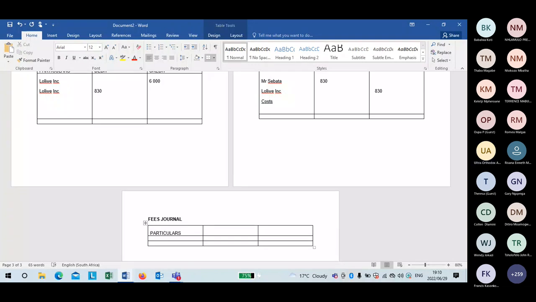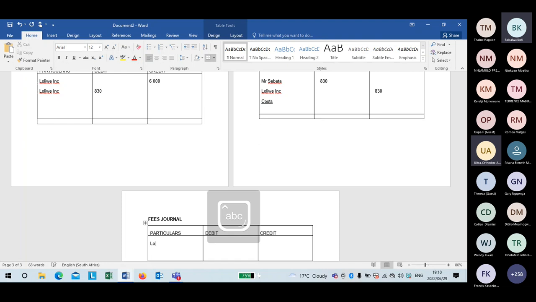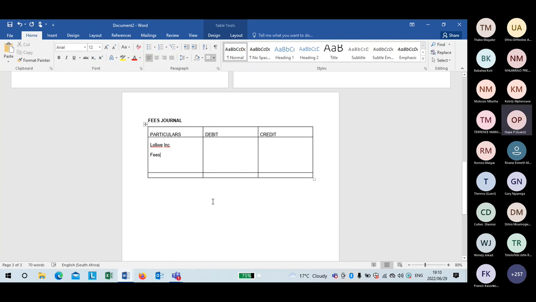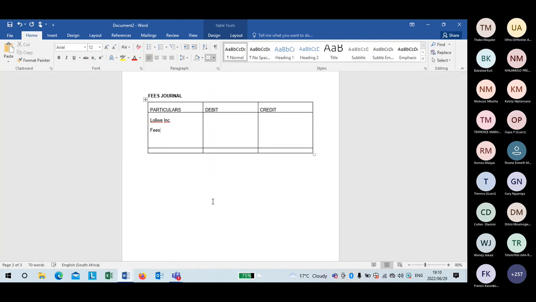So we open our fees journal, which will have columns for particulars, debit, and credit. What do we have? Under particulars, you'll have Lollyware Inc. and fees. We don't have VAT. And the reason we do not have VAT is that in C, we were told to ignore VAT. Do you see? Yes.